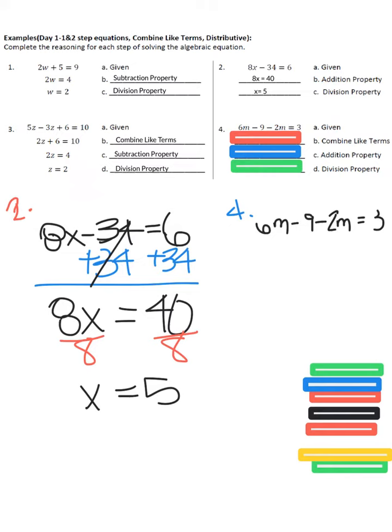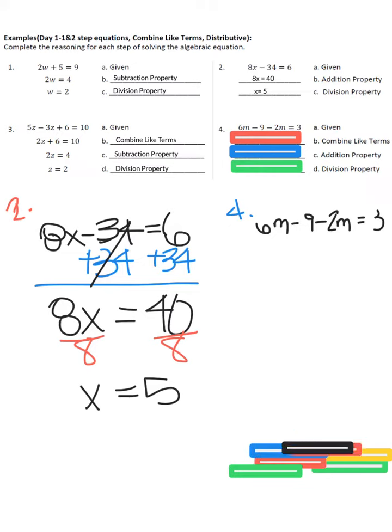All right, let's go ahead and go to problem number 4. And again, this time they've given us what our rules are. So they're telling us what our direction is. They're telling us what we're going to do. And we have to figure out what goes in those blanks. So I'm just going to work out the problem first. So I have 6m minus 9 minus 2m equals 3.